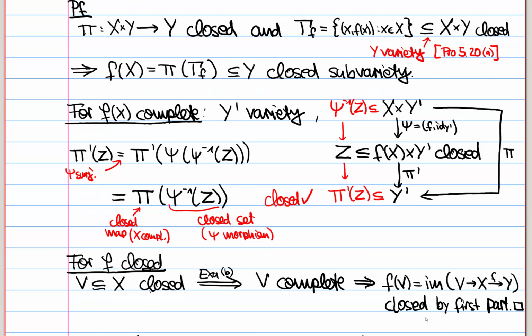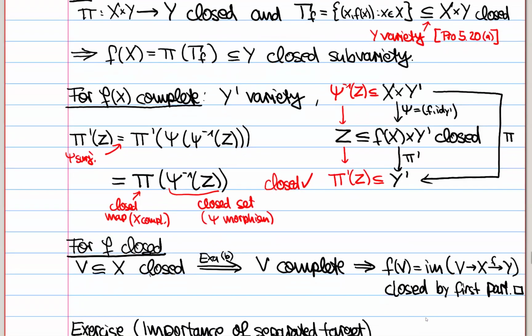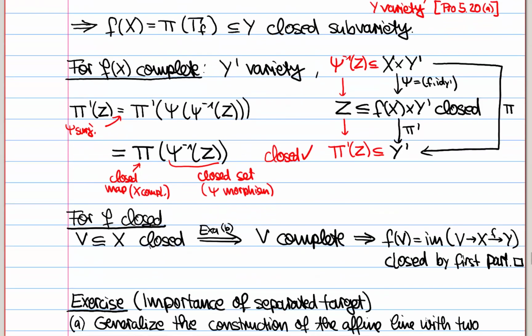Okay. So this shows that complete varieties are really nice. They map to other complete varieties. They cannot have these pathologies that we saw before of their images being some constructible set.